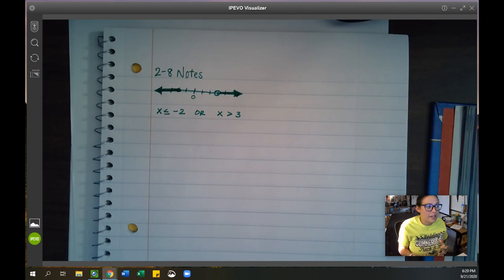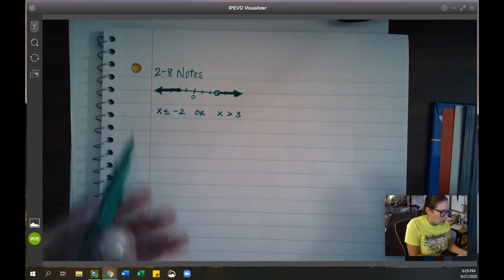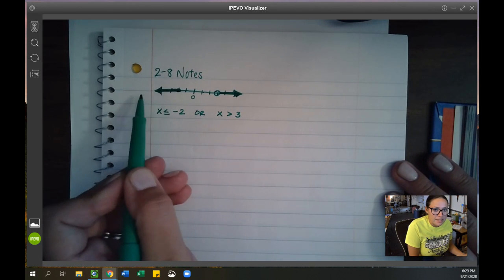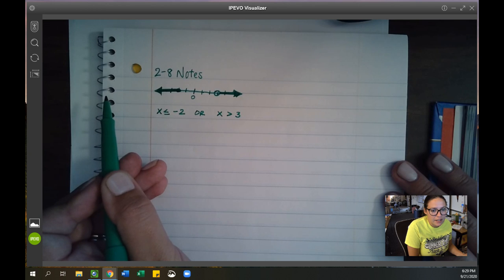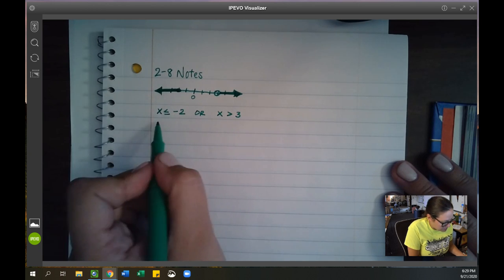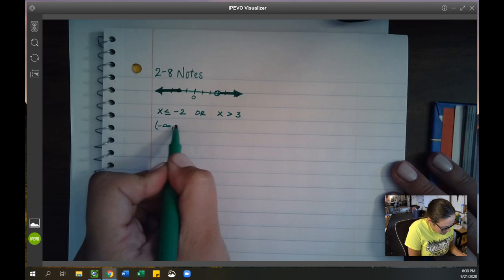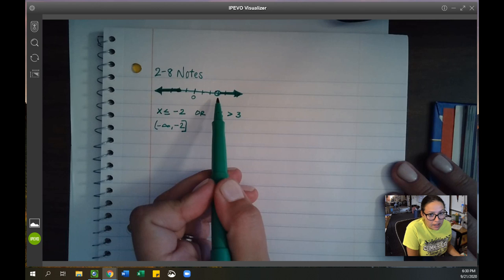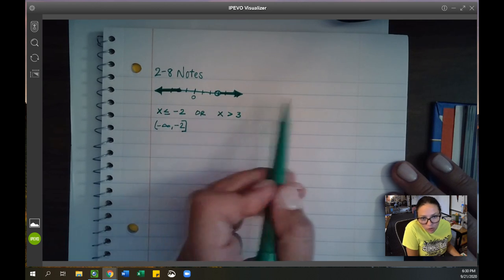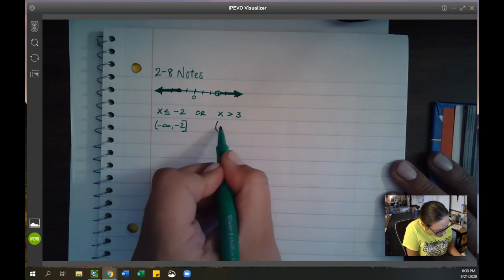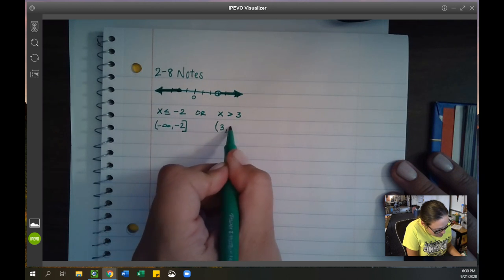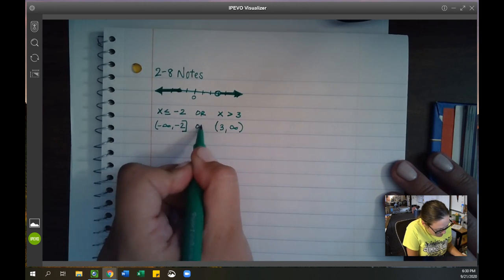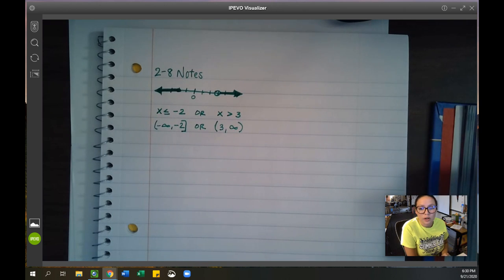Now, let's talk about this in interval notation. So this right here means that I'm going all the way to -infinity, and then I'm going to stop at -2. So -infinity to -2, and we put that square bracket because it includes -2. This one means I start at 3 but don't include it, and then I go to infinity. So 3 with the parentheses to infinity. And again, we put the word or in between.